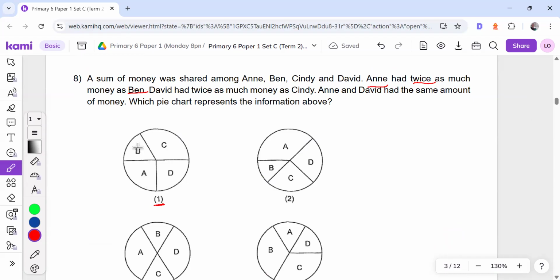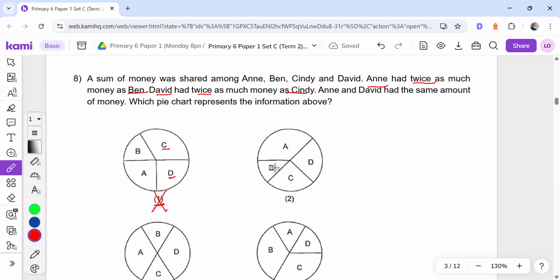Let me see. Anne has twice as much as Ben. Maybe it looks like it, so okay. And then Davy has twice as much as Cindy. You look at Davy and Cindy. That doesn't seem like twice as much, right? Davy got less than Cindy in the pie chart. So number 1 is out. All right, so you eliminate one by one. Okay, go to number 2.